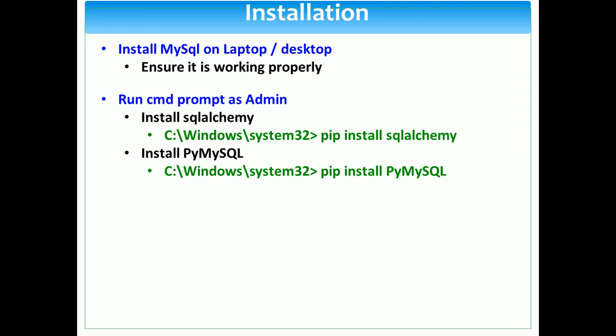Then you need to open the command prompt as administrator, and install SQL Alchemy. That is one of the libraries that we are going to make use of. By using a pip command you can install SQL Alchemy. Then you can also install pymysql. By again issuing the pip command, pip install pymysql, you can have both these things. It's very easy once you have MySQL up and running on your desktop or laptop.